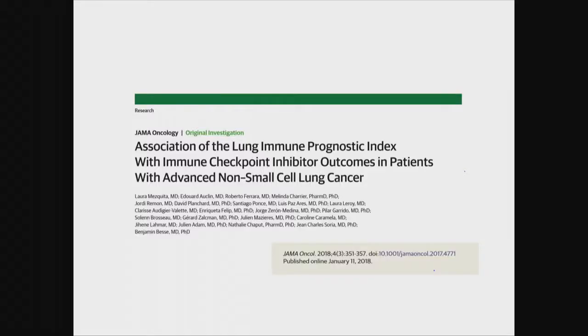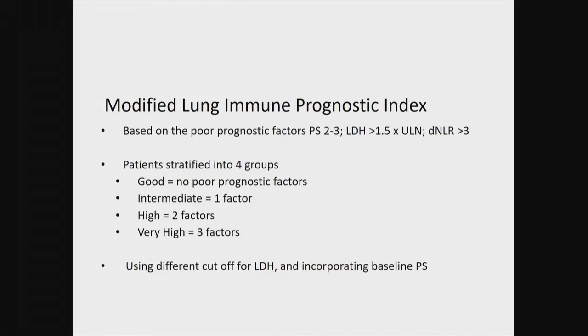What about clinical factors that might be important in determining benefit? We concentrate often on the biological factors, we sometimes forget about the clinical factors. And there's this association between what's called a lung immune prognostic index and outcome. The modified lung immune prognostic index, which we've looked at, is your performance status, LDH, the neutrophil lymphocyte ratio.